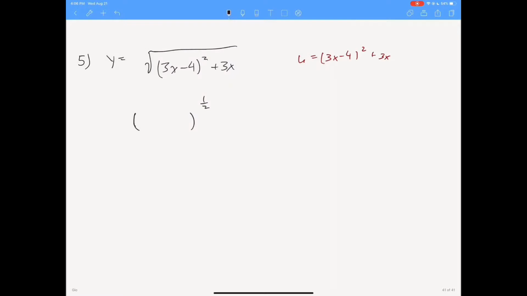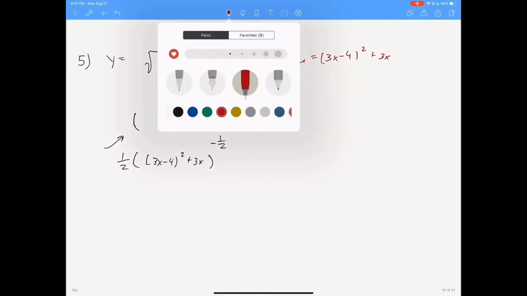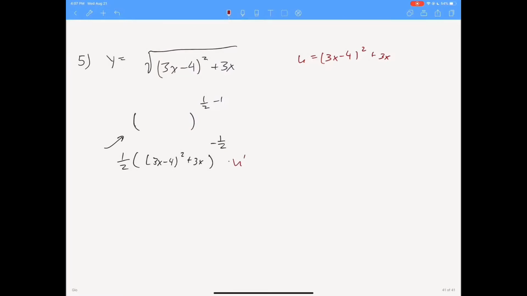All right, so first I'm going to take the derivative of the outside function. So 1/2, leave the inside in there. Don't touch it. So that'll be 3x minus 4 squared plus 3x. And then we have the minus 1. So 1/2 minus 1, that's negative 1/2. And then to finish it off, we need to multiply by our u prime. So let's actually find our u prime.